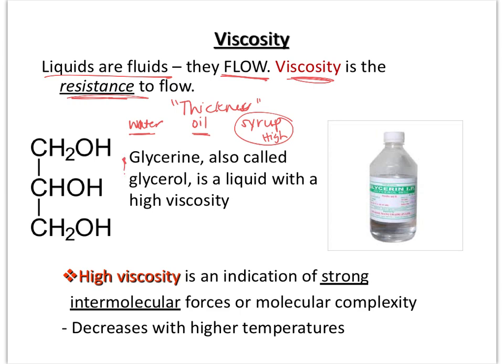Glycerin, which is also known as glycerol, is a liquid that has a high viscosity. If a substance has high viscosity, that typically means it has stronger intermolecular forces. It's resisting movement because the molecules are drawn to each other. You can reduce viscosity by increasing the temperature, because if you increase the temperature of the liquid, the particles would be moving faster. It would decrease their forces of attraction to each other. When you talk about petroleum products, like different types of gasoline, we'll talk about using high viscosity or low viscosity oils.